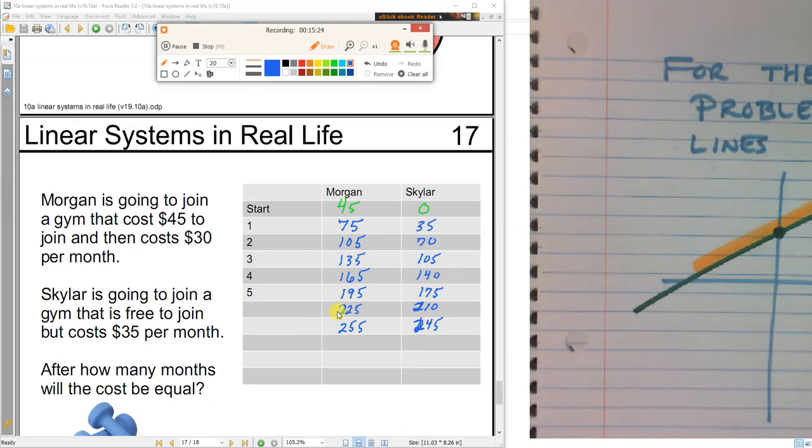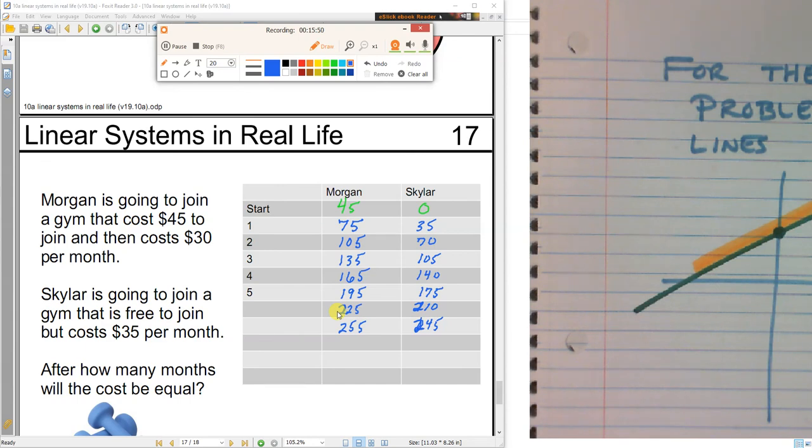45 and 30 a month. So 45 plus 30, 75 plus 30, 105 plus 30, 135 plus 30, 165 plus 30, 195 plus 30, 225 plus 30, 255. That one looks good.